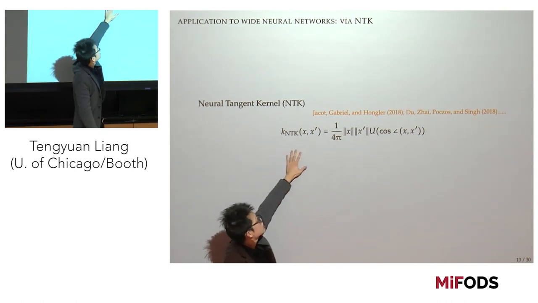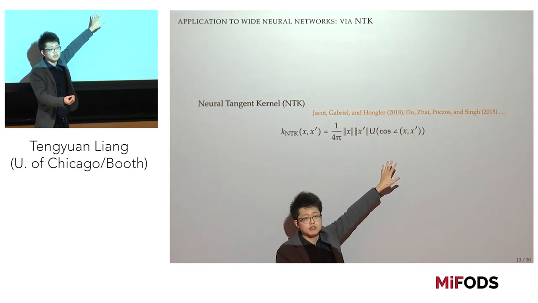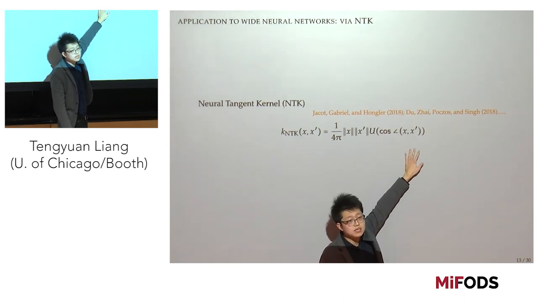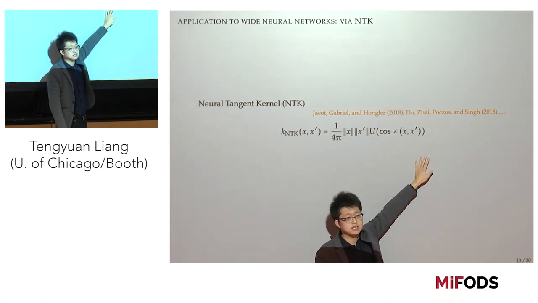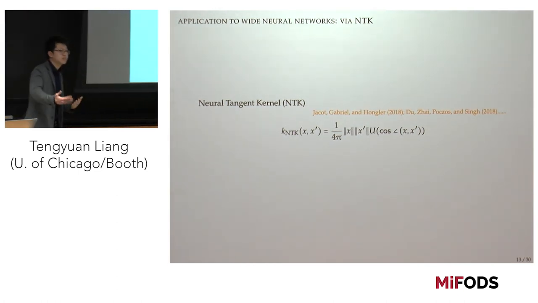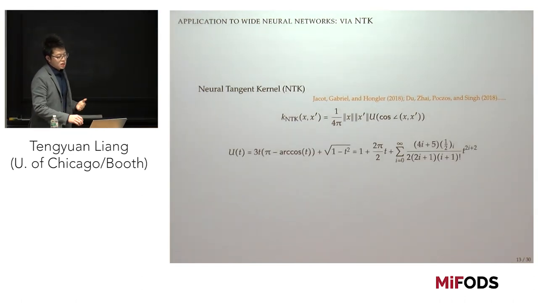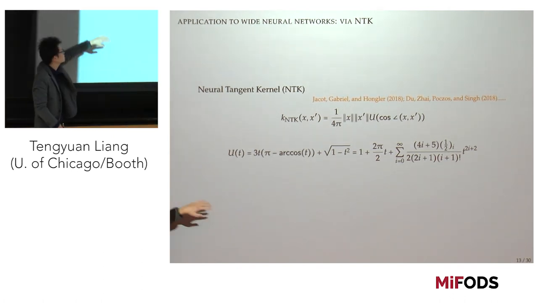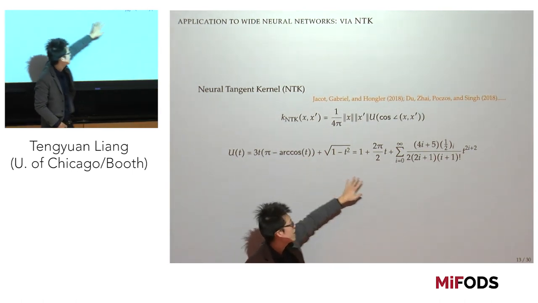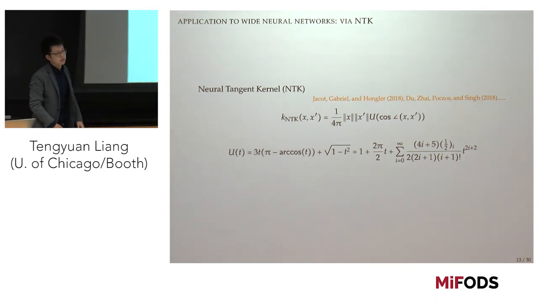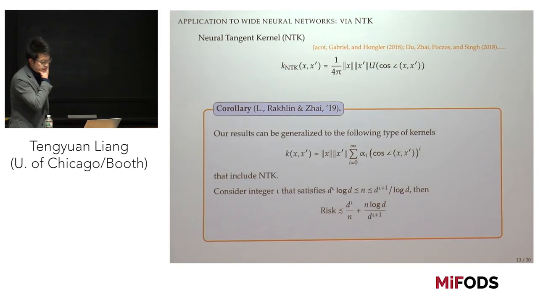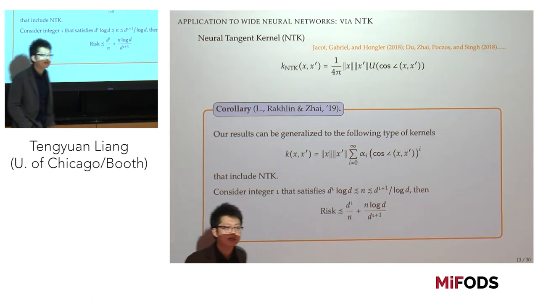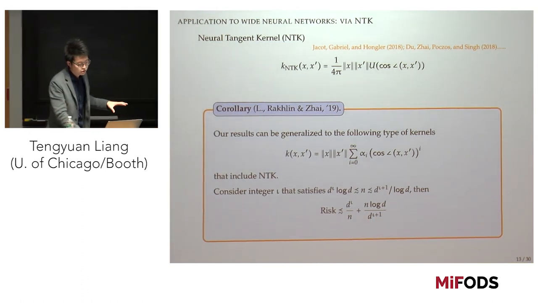OK? The neural tangent kernel is of a specific form. It's not exactly the inner product form, but it's quite close. The only difference is a cosine, which is the product of x and x tilde normalized by the norm of each x. And you can see that the norm of x is well concentrated. So it turns out that we can also handle this type of kernel beyond the inner product kernel. The neural tangent kernel for two-layer networks has the following analytic form. You can check all the Taylor coefficients are positive. And under a slightly stronger condition, by paying a little bit of a logarithmic factor, the result can be generalized. OK, now let me go to the details.